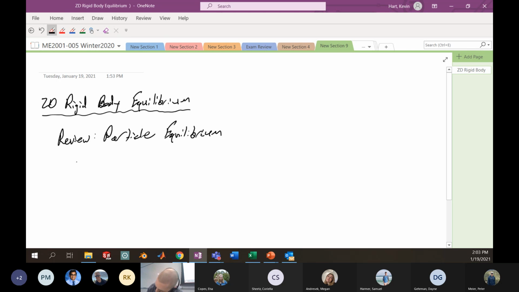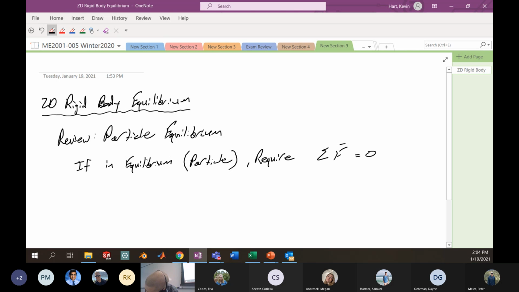This is very simple. If in equilibrium, this is specifically for a particle, we require that the sum of the forces on that particle equal 0. We did this for the first 3 or so weeks of the class after we introduced what a vector was, what a force was, all that stuff. Then we did 2D and 3D particle equilibrium. And the sum of the forces equal to 0 was the basis of all of that work.